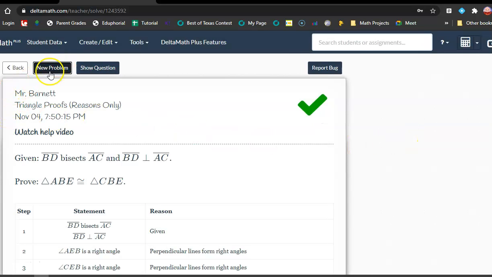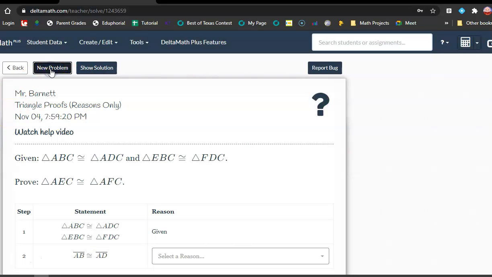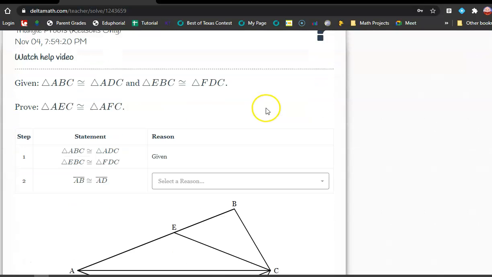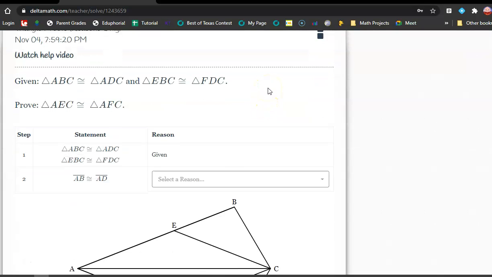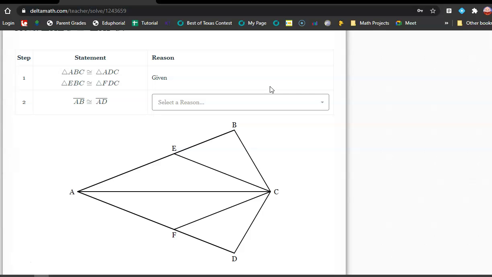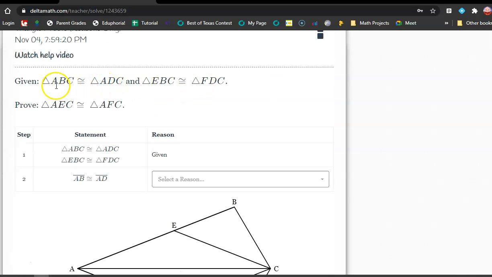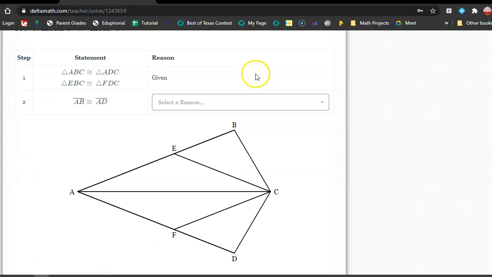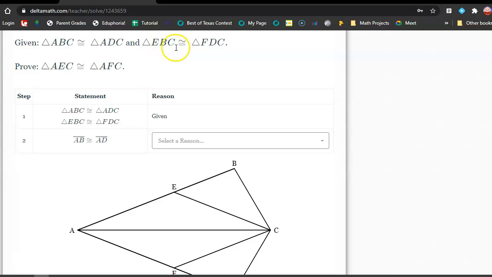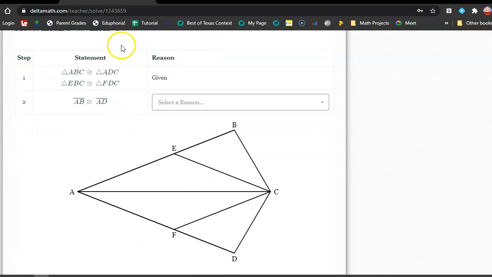Okay, let's go ahead and do another one. Let's get some random problem here, see what it says. What do we got? Okay, so this one is a bit more complicated problem. So triangle ABC is congruent to triangle ADC. So let's see which two of those. That's the two big triangles, the big triangle on the top and the big triangle on the bottom. It also tells us that triangle EBC is congruent to triangle FDC.